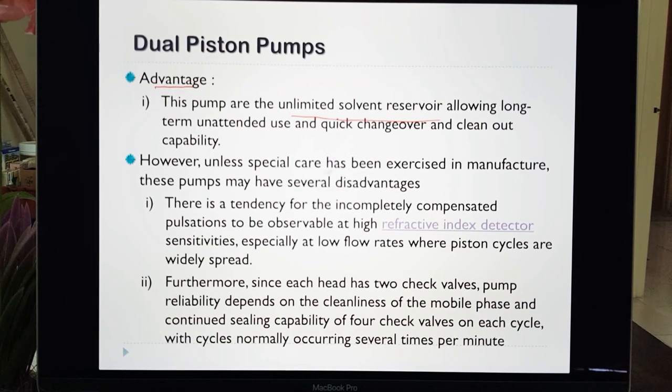However, unless special care has been exercised in the manufacture, this pump may also have several disadvantages. It has the tendency for incompletely compensated pulsation to be observed at high refractive index detector sensitivities, especially at low flow rates where piston cycles are widely spread. And since each head has two check valves, pump reliability will depend on the cleanliness of the mobile phase and the continued sealing capability of four check valves on each cycle, which occurs several times per minute.